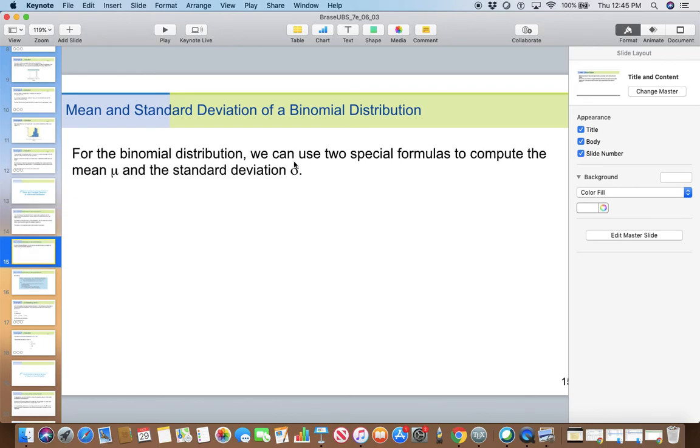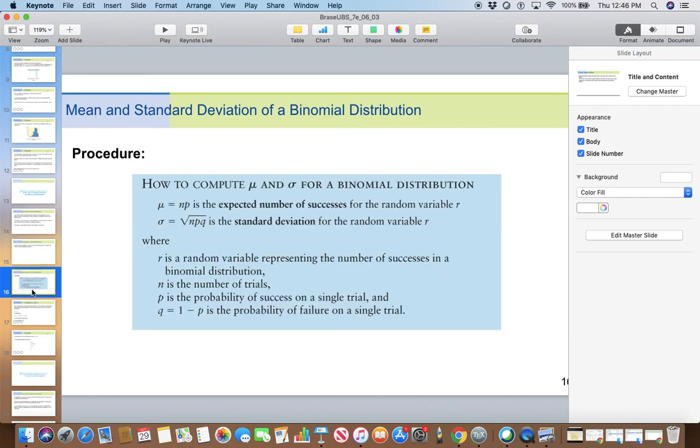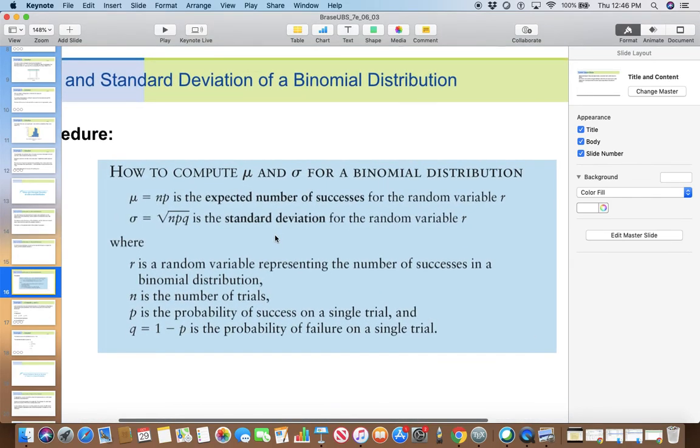For the binomial distribution, we can use two special formulas to compute the mean and standard deviation. So here are the formulas. How to compute mu and sigma for a binomial distribution. So we will continue on this slide in our next video.